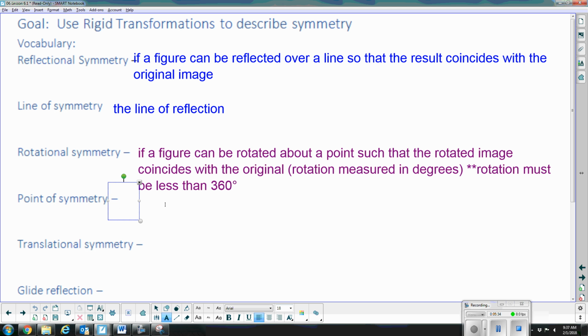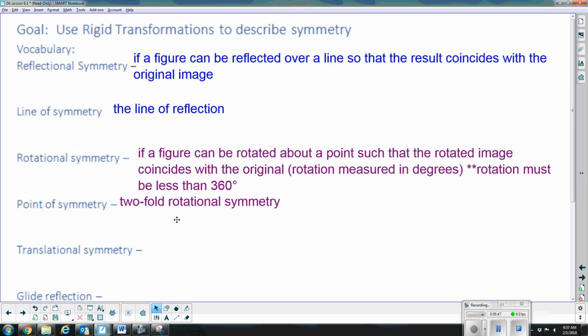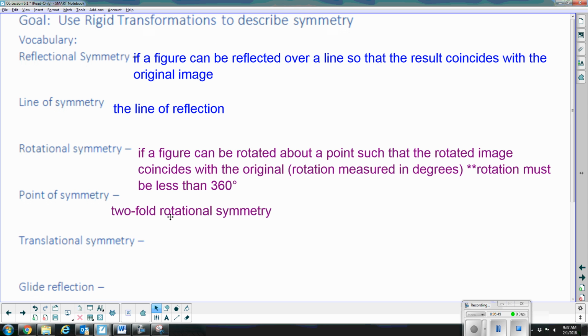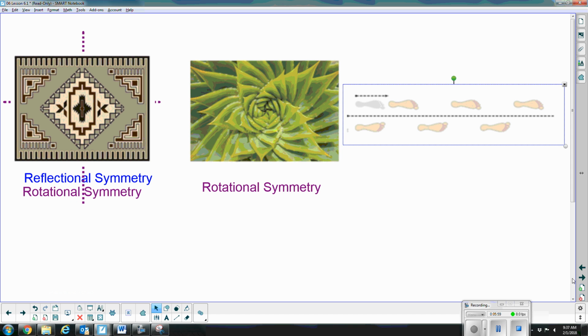So a point of symmetry is also known as twofold rotational symmetry. That means that between the rotation of 0 and 360 degrees, there has to be two symmetrical images. All right, and then let's look at our images again.